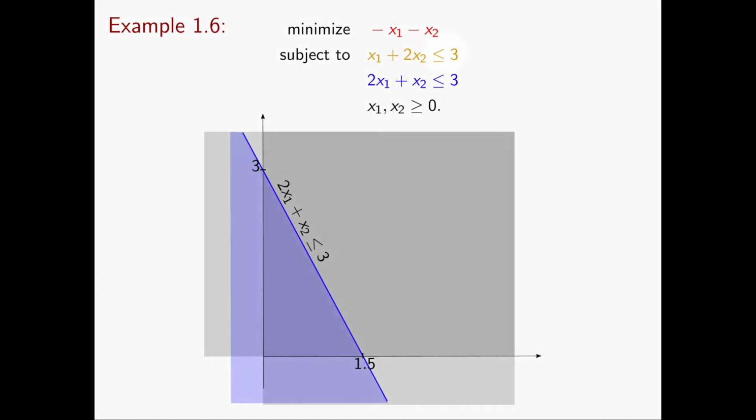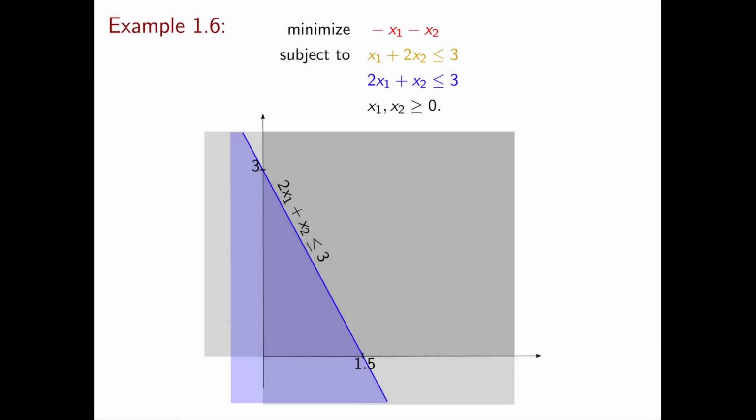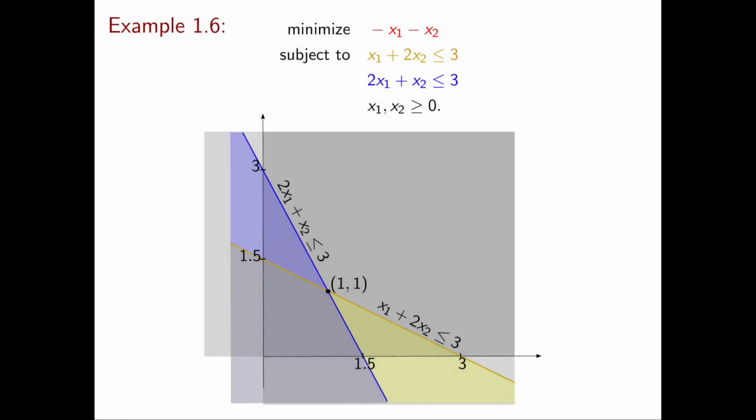Vice versa, if we set x1 to 0, we obtain x2 equal to 3 halves, and so we obtain that the vector (0, 3/2) passes through our line. So we can draw these 2 points. Here they are, (3, 0) and (0, 3/2). And we can draw the yellow line passing through them.